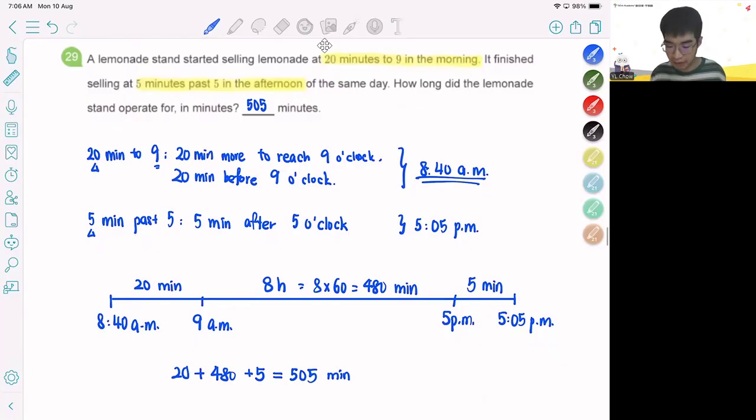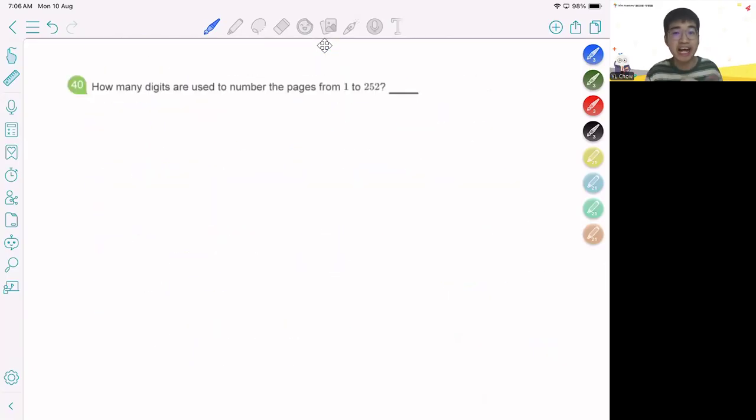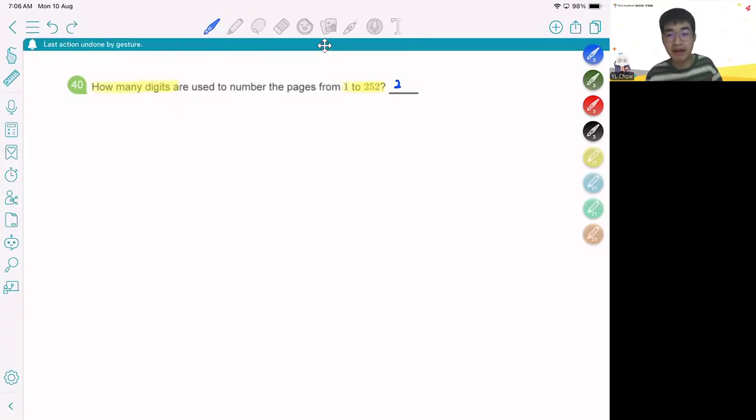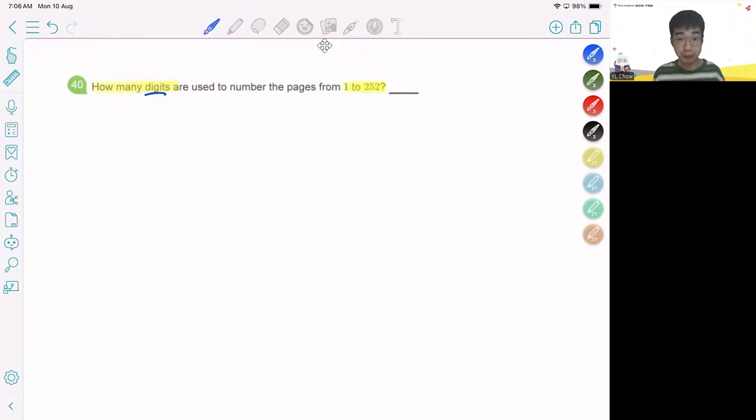Let's move on to our next problem, which is a page problem. Right, actually, I have gone through this in our live stream, but let's just have a quick review. Let's say I have a book with 252 pages, and I want to label the page numbers. How many digits are used to number the pages from 1 to 252? Now, hopefully, your first instinct is not to give me the answer 252, right? Because 252 is the number of numbers, right? But I am asking for the number of digits, okay, from 1 to 252.